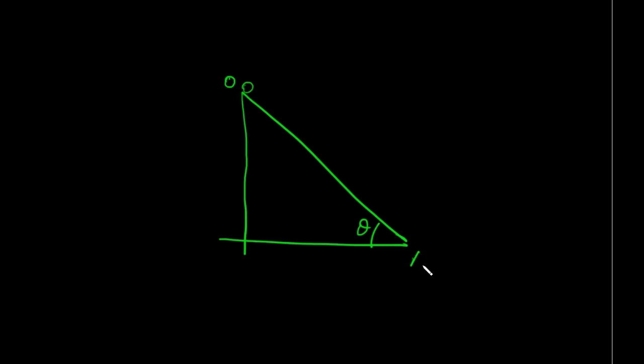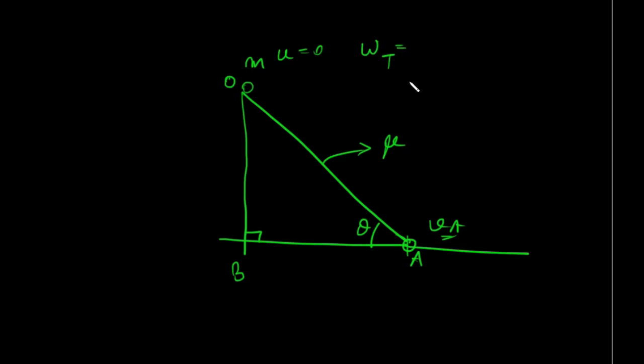Suppose that this was O, this was A and this was B, and this is mass m. Alright. And now the particle started with an initial velocity 0. I want to find out the velocity at A. Friction coefficient is mu. Okay. So we solve this in a different method. So what will be the total work done here?